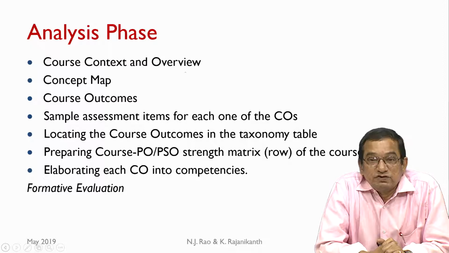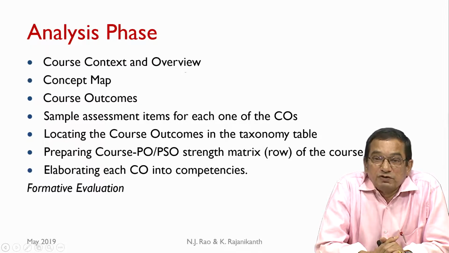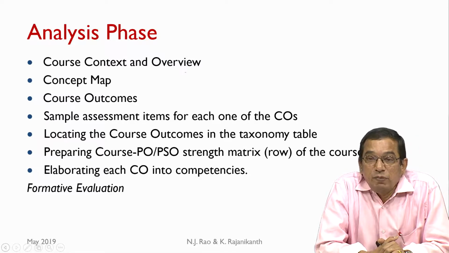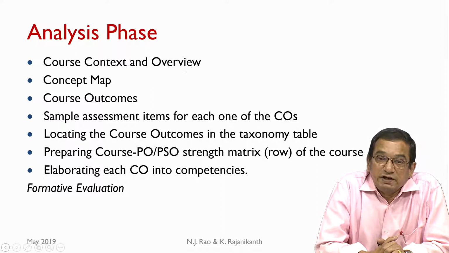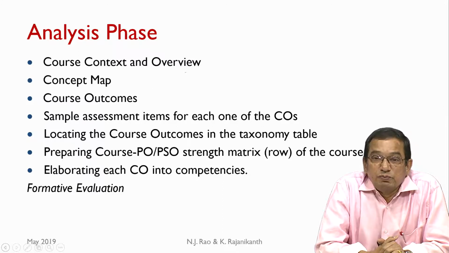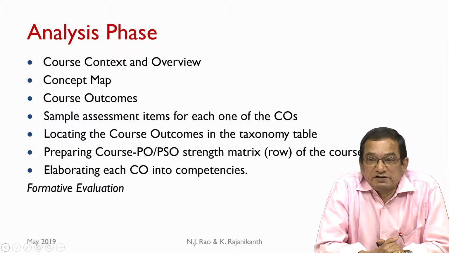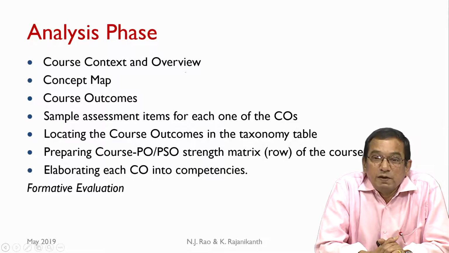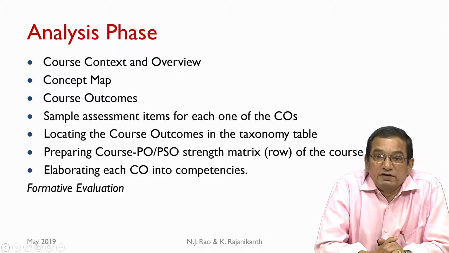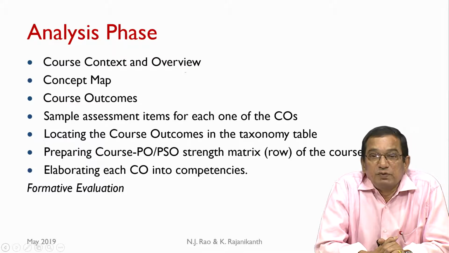Locating the course outcomes in the taxonomy table, the cognitive process, the knowledge category, based on that locate the CO in the taxonomy table. This helps us later when we create assessment instruments to place each assessment item also in the taxonomy table and see that the assessment is aligned to the COs. We can also place the instructional activities in the taxonomy table, and when there is a good alignment among COs, the assessment items and the instructional activities, the learning is bound to be better.